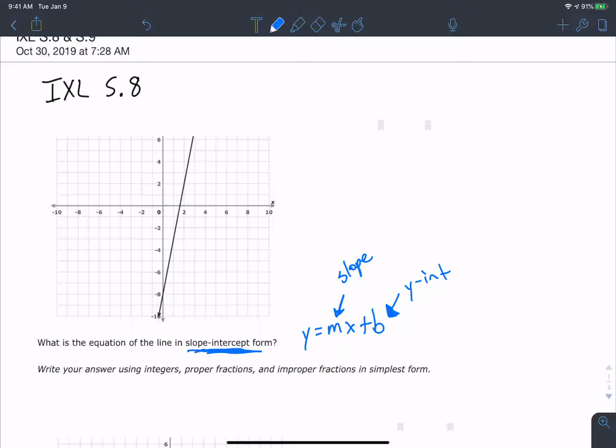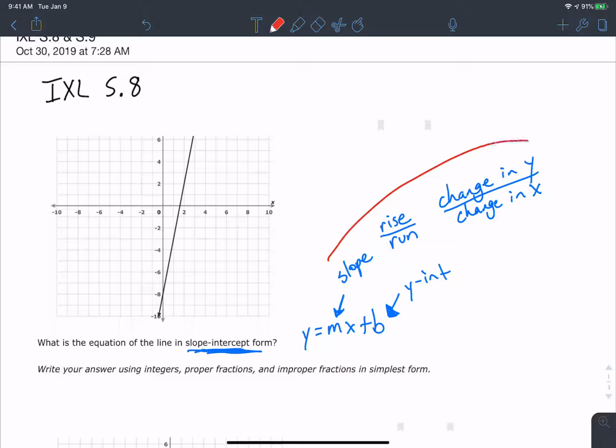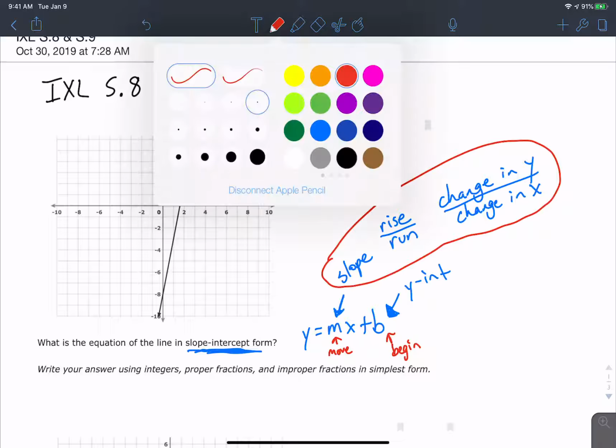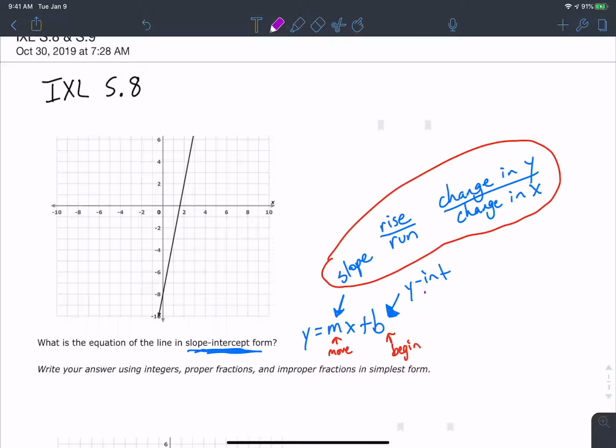If we're on a graph, we can find the slope by doing the rise over the run, the same thing as the change in y over change in x. Remember, all of that means the same thing. When we're finding slope, all those things mean the same thing. It's our movement. Sometimes we say that m stands for move, and b stands for begin. So the easiest thing to start with is what we say to begin, which is your y-intercept.